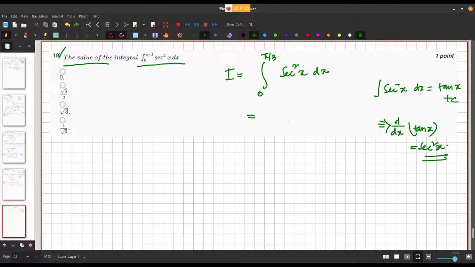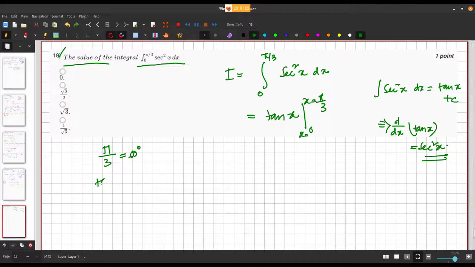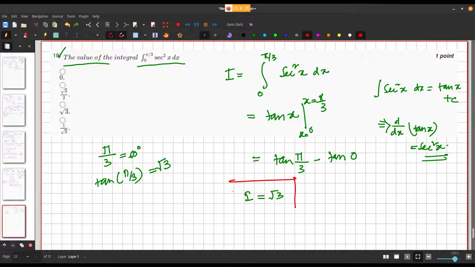Okay, so we can write this as tan x evaluated from x equal to 0 to x equal to pi by 3, and pi by 3 is nothing but 60 degrees, and we know tan pi by 3 is root 3. So this integration becomes just tan pi by 3 minus tan 0, which is root 3. So this is the answer of this integration.